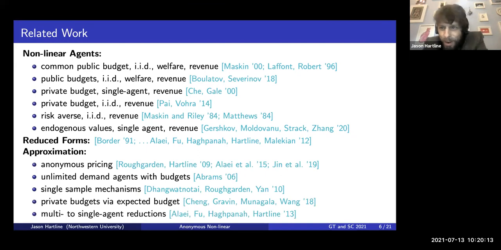And then there's a lot of work in approximation, which follows this agenda that I mentioned, the method of approximation. Many of it gives you nice answers where you understand things. You understand what are the drivers that make mechanisms good in these environments with nonlinear agents. And so what we're going to do today is basically try to lift results from linear agents to the settings of nonlinear agents using approximation.